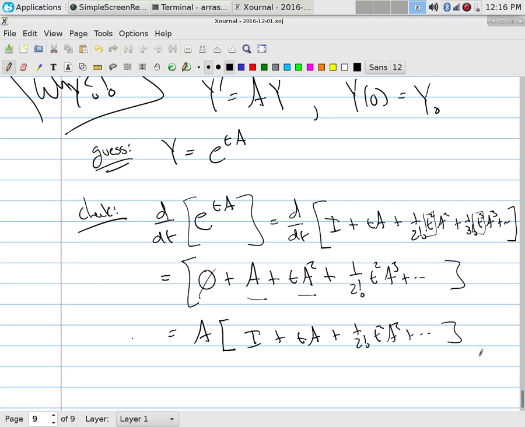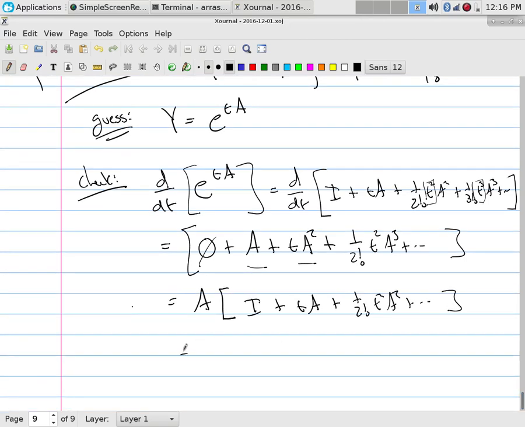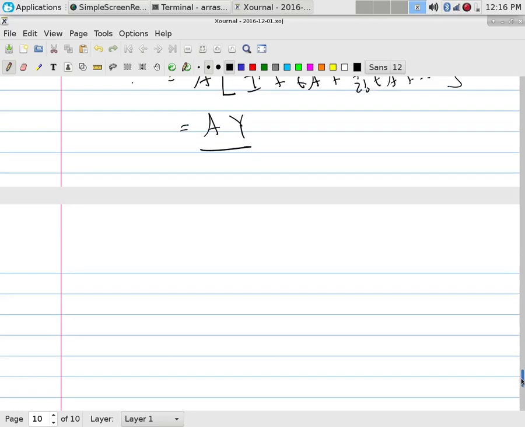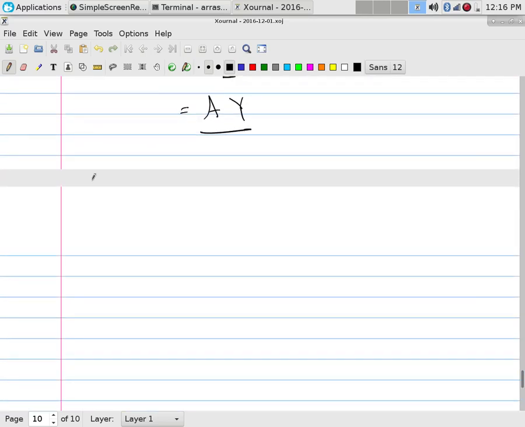I plus tA plus 1 over 2 factorial t squared A squared. That looks awfully familiar. That's Ay. So my check was, what is y prime? It's Ay. Yay. So that tells me y equal to e to the tA is a solution.